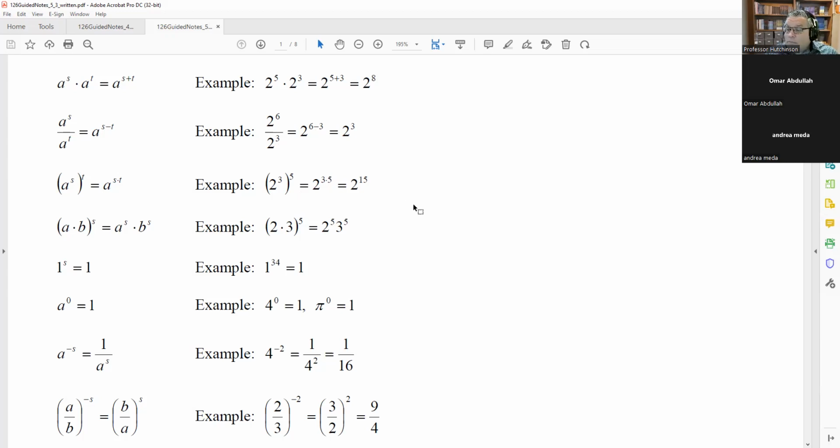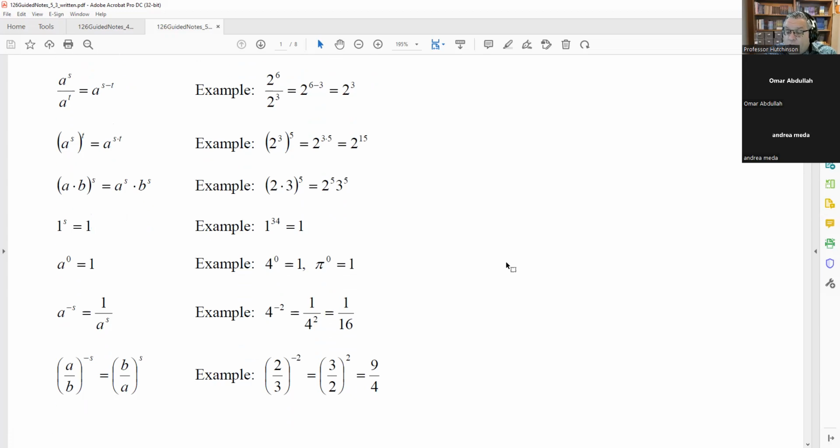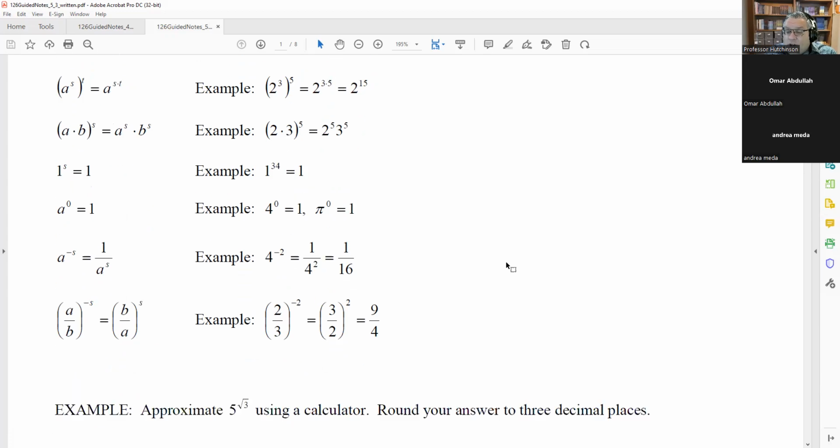If you take 1 raised to the power of anything, it doesn't matter what it is, it's always 1. So 1 to the 34th power is going to be 1. Anything raised to the power of 0 is always 1. So 4 to the 0 is 1, and pi to the 0 is 1. We'll talk about that in later sections, where the 0 comes from. We'll come back to that in a later section and explain that.